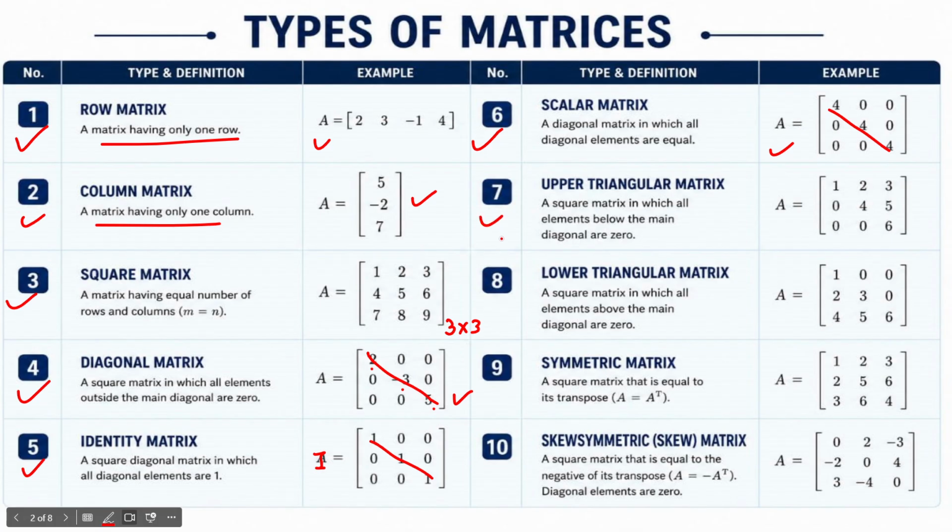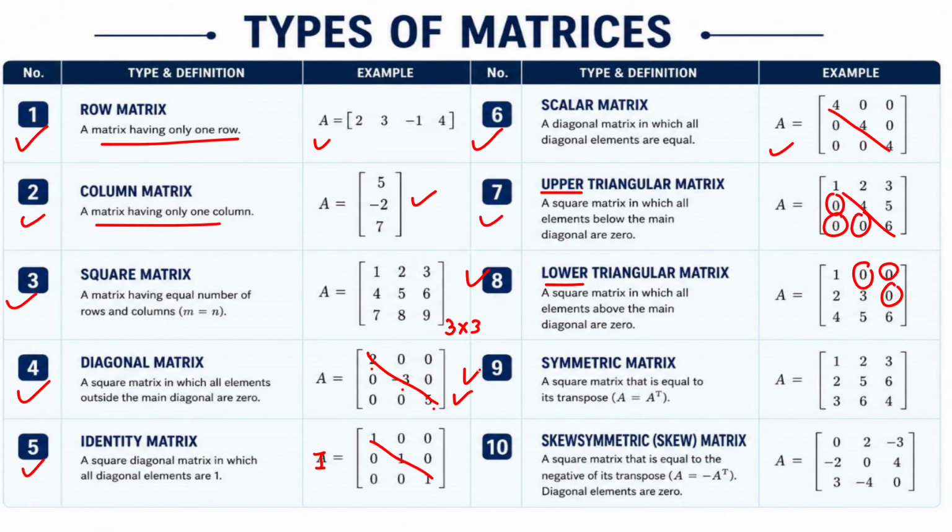Now type number 7, upper triangular matrix. A square matrix in which all elements below the diagonal are 0. You can see here below the diagonal elements are 0. It's called an upper triangular matrix. It is opposite, remember this. In upper triangular, the values below the diagonal elements will be 0, and in lower triangular, the next type, the values above the diagonal elements will be 0. In upper, below the diagonal elements will be 0. In lower, above the diagonal elements will be 0.